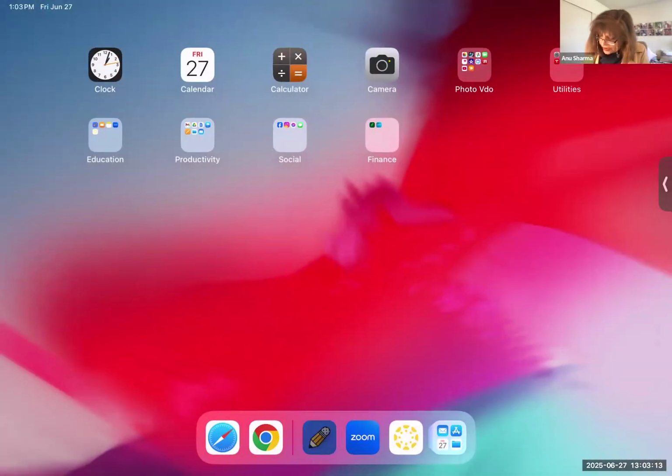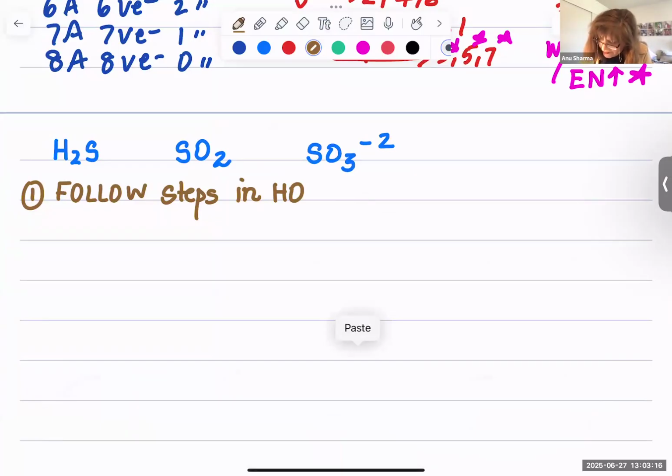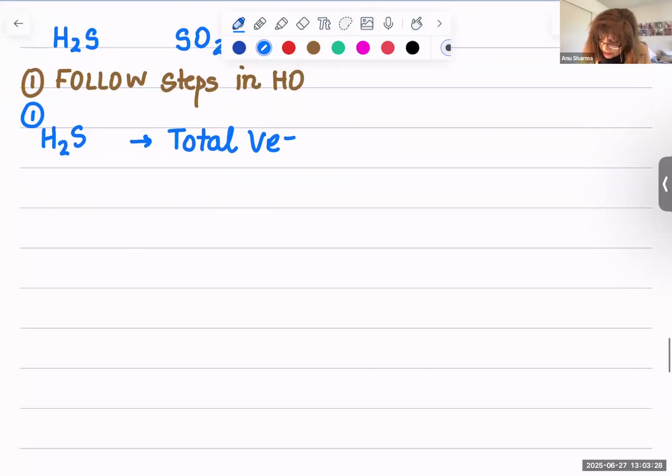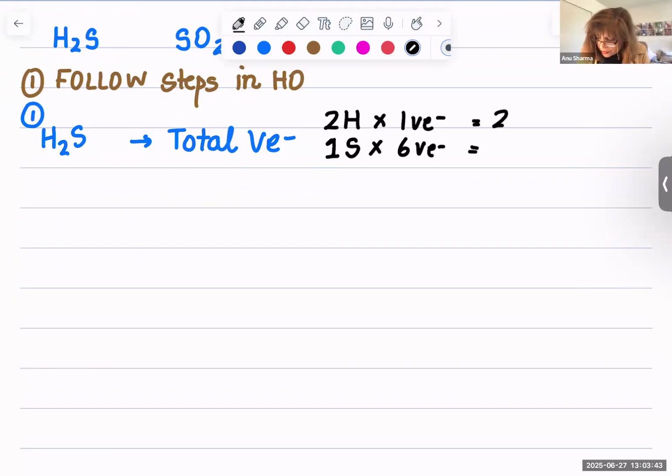So let's look at these 3 situations. Here we have the first one, H2S. One question is going to be: find the total valence electrons, always total valence electrons. Hydrogen has 1 valence electron, and there are 2 hydrogens, and there's 1 sulfur bringing 6 valence electrons. So 2 electrons come from hydrogen and 6 from sulfur. We have 8 electrons here.